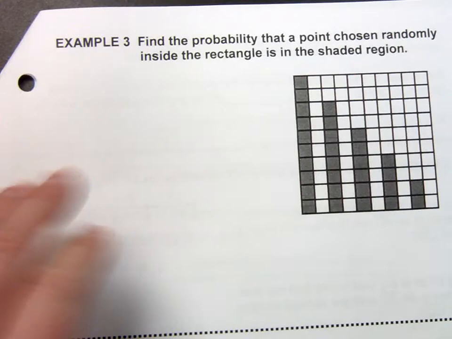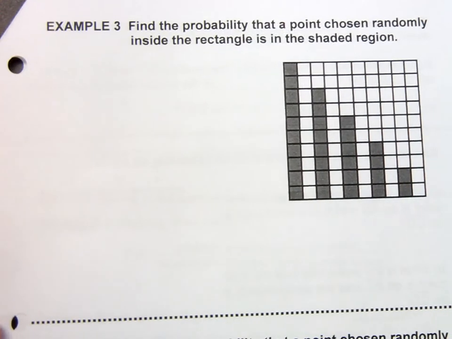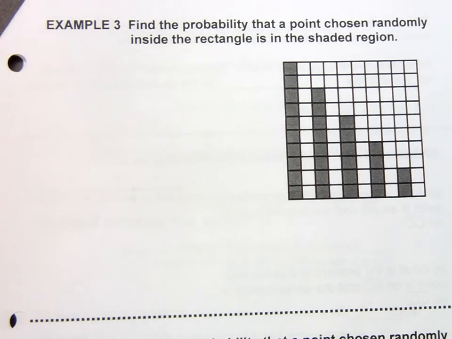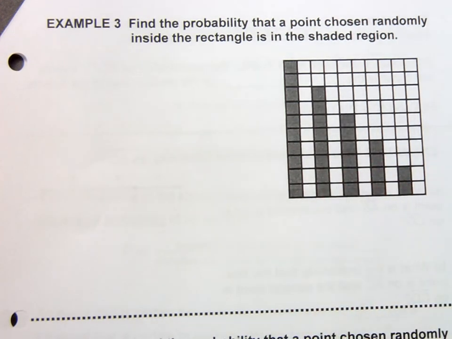All right, let's look at example 3. Find the probability that a point chosen randomly inside the rectangle is in the shaded region. We're dealing with a two-dimensional figure here, so even though it doesn't say the word area, we're dealing with area. Notice these are all square units, and that's what area is. It's a number of square units.